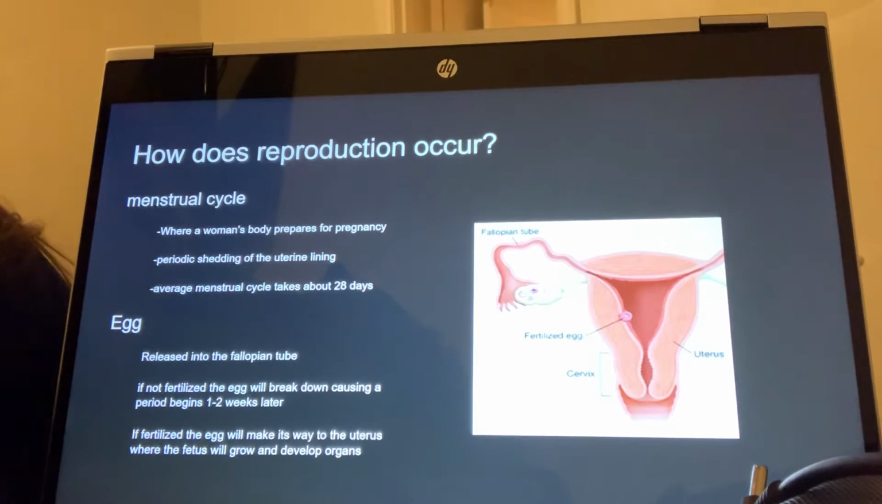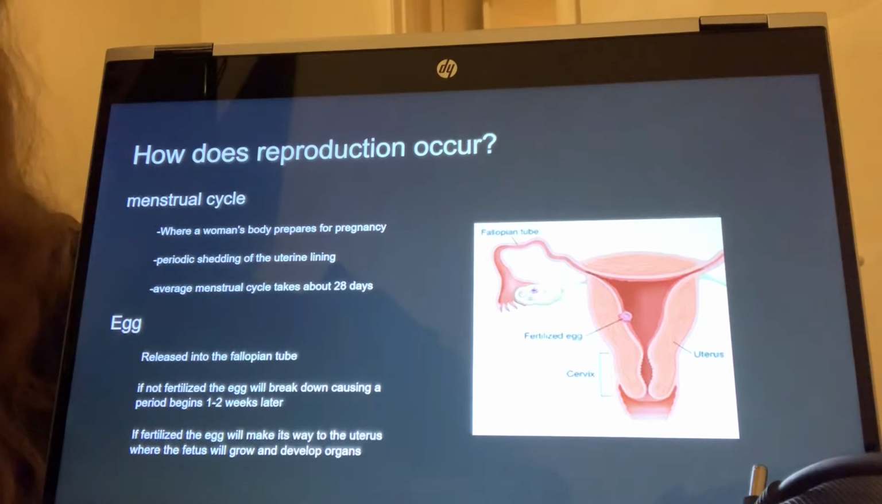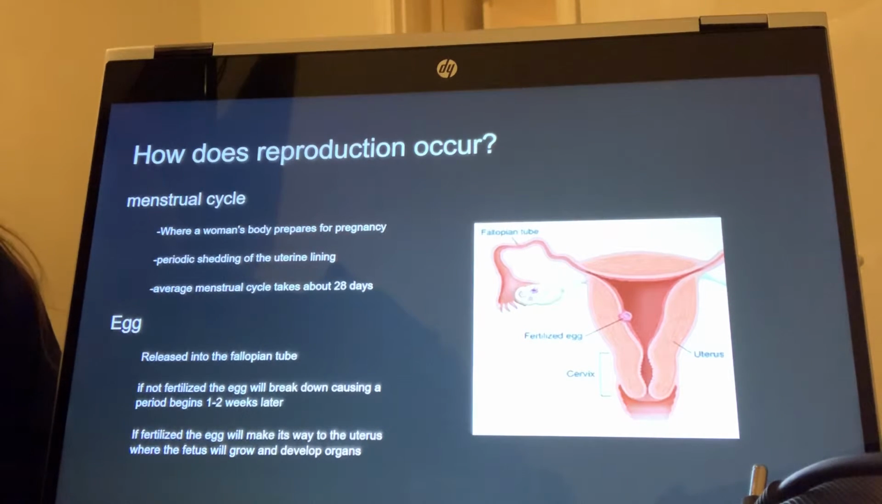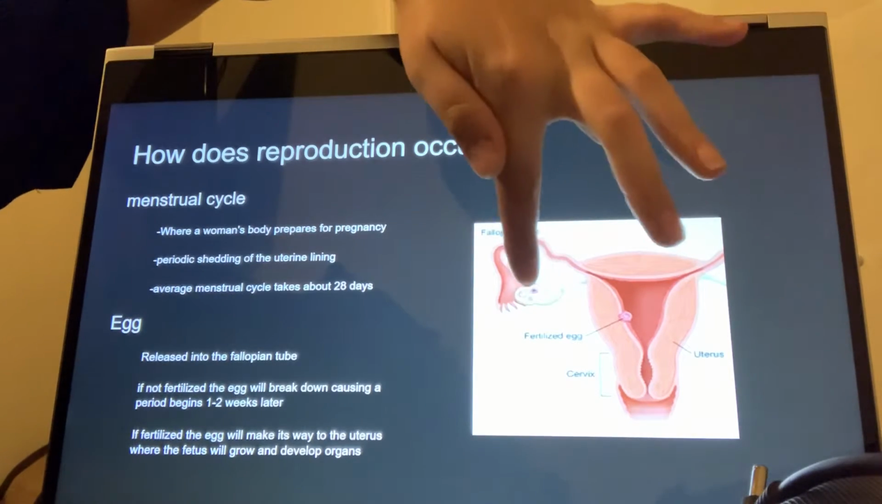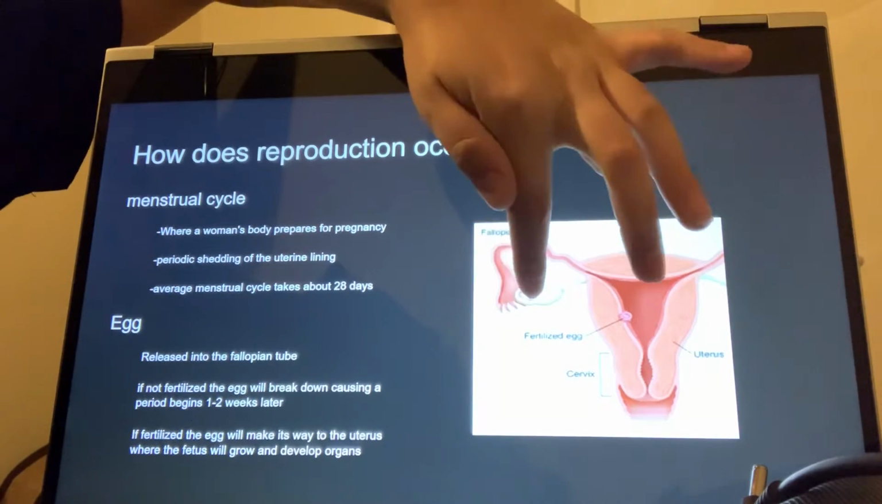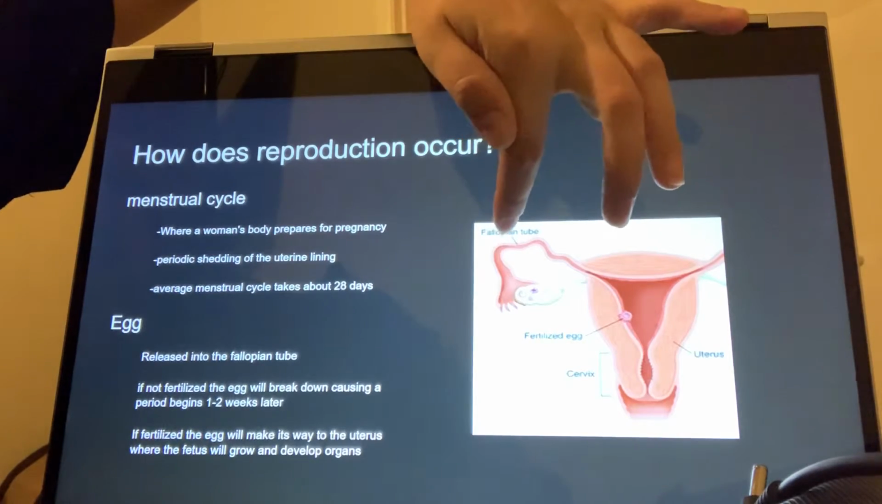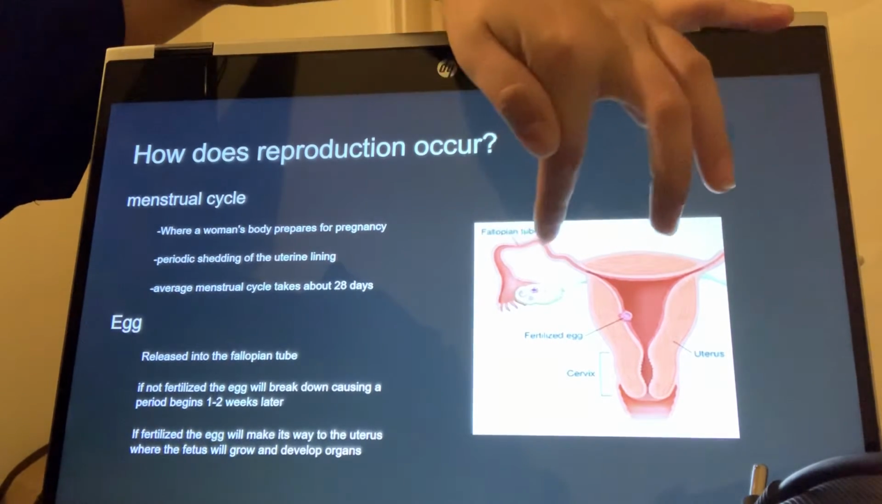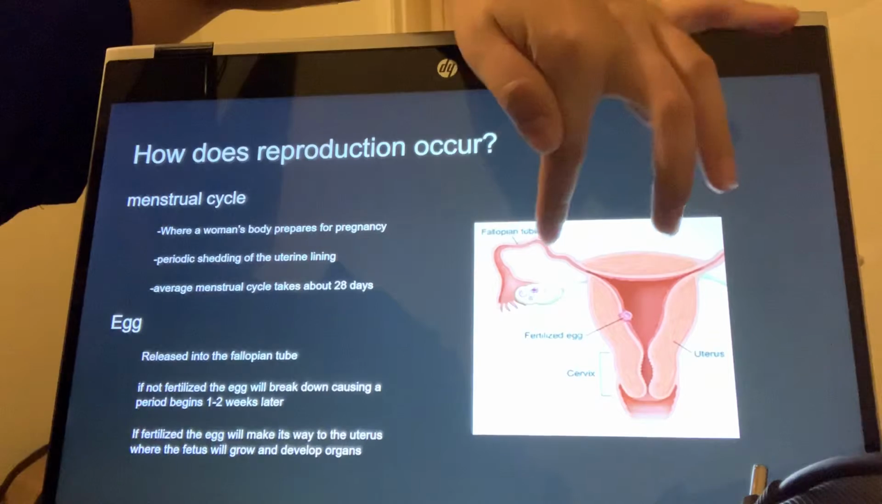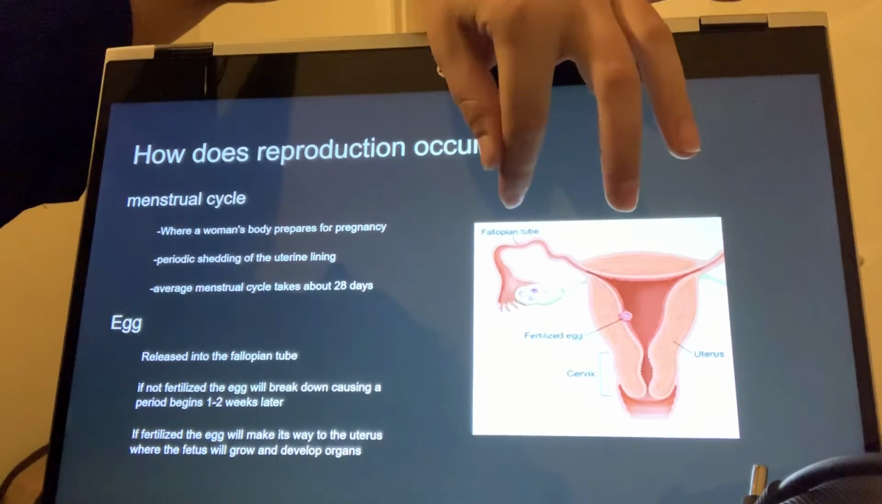So your egg has a certain amount of time before it has to be fertilized. If it's not fertilized within that time period, it will just turn into your next menstrual cycle. The egg is released into the fallopian tube, like right over here. This would be the egg, and it would be released into the fallopian tube and make its way up here, where it would be fertilized, is what I'm assuming.